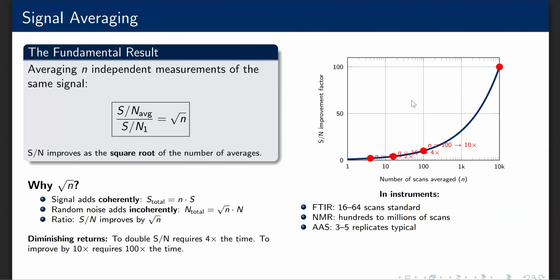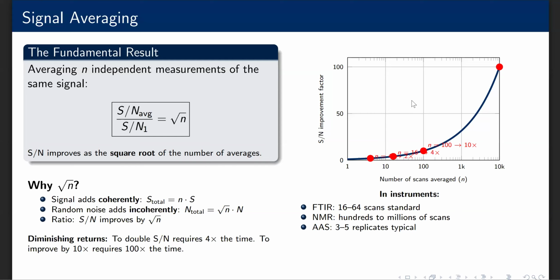Signal averaging. So now the software side, which happens after the ADC. Signal averaging is the single most powerful noise reduction technique in analytical chemistry. The fundamental result is that if you average n independent measurements of the same signal, signal to noise ratio improves by the square root of n, not n. Why square root? Because signal adds coherently. Every measurement has the same true value, so n measurements sum to n times the signal. But random noise adds incoherently. The random variations partially cancel, so total noise grows only as square root of n. The ratio improves as square root of n.